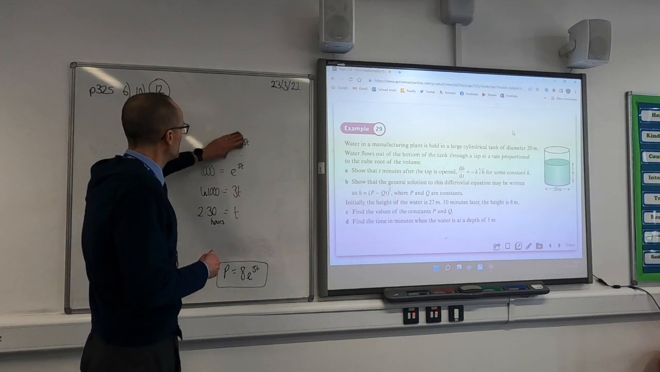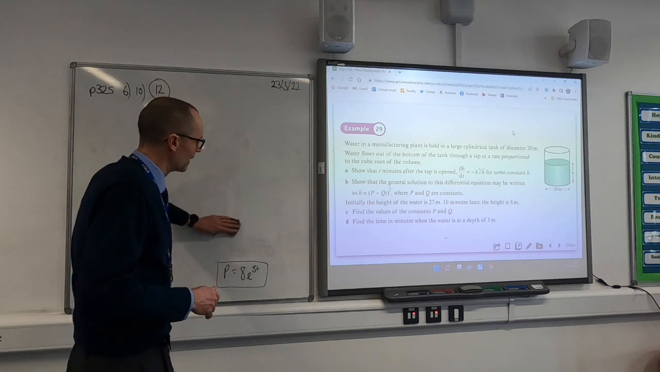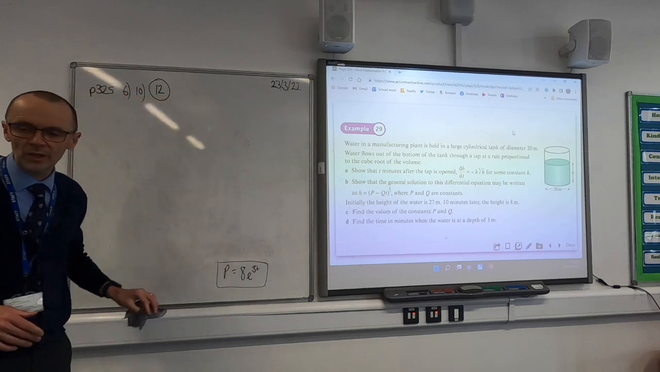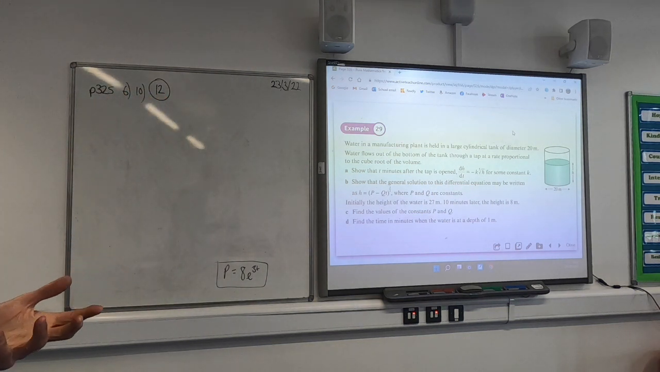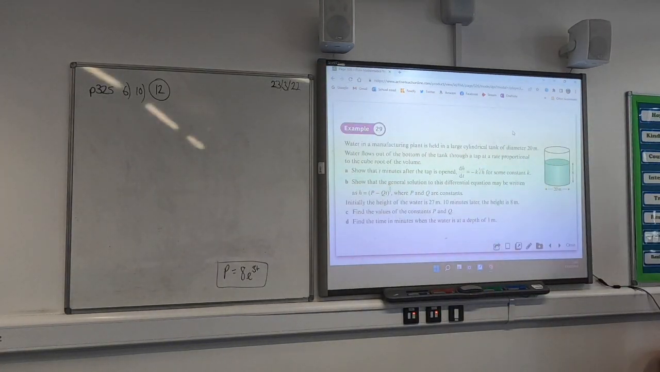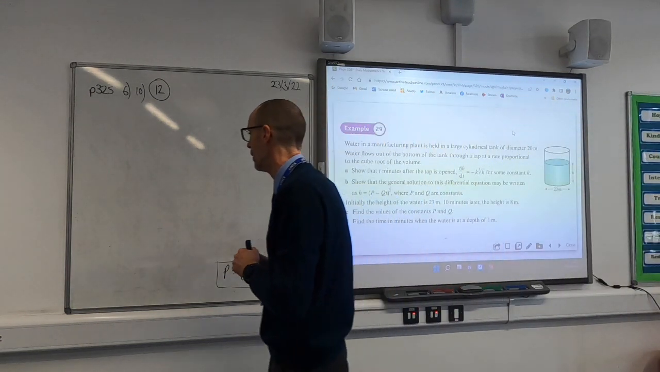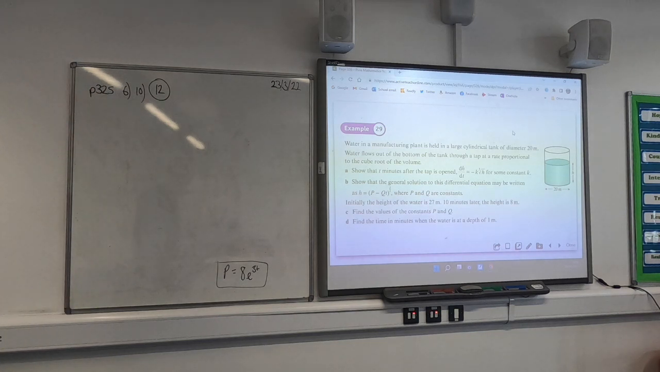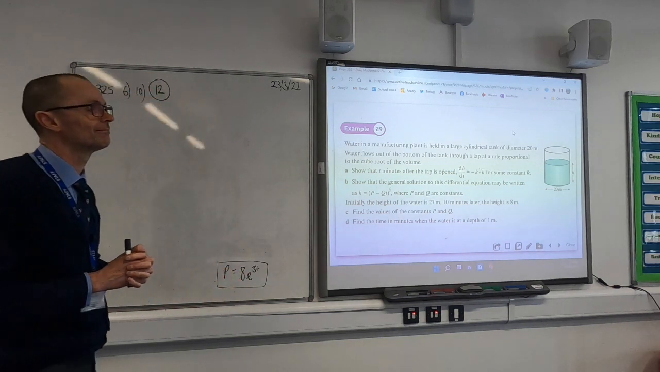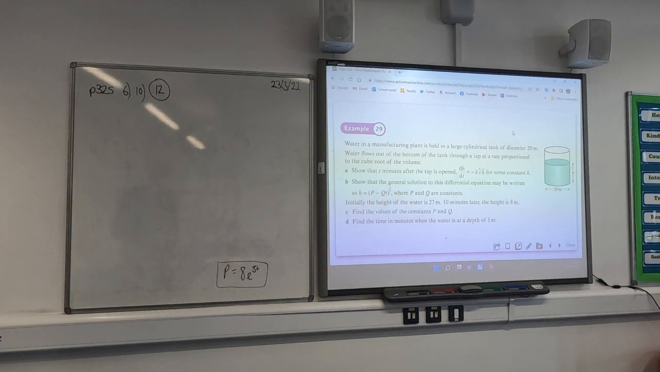So can I get you to write down a formula for the volume of water in this tank? You're going to need to use the 20, you're going to have to use pi, and you're also going to have to use h. So the volume of the water in the tank. They're expecting you in this question to remember how to work out the volume of a cylinder. Spoiler alert, they're going to use the 20, you're not going to use 20.